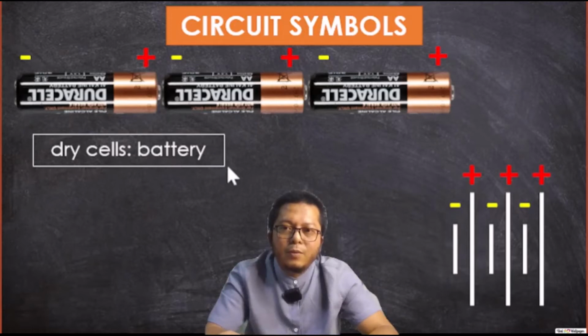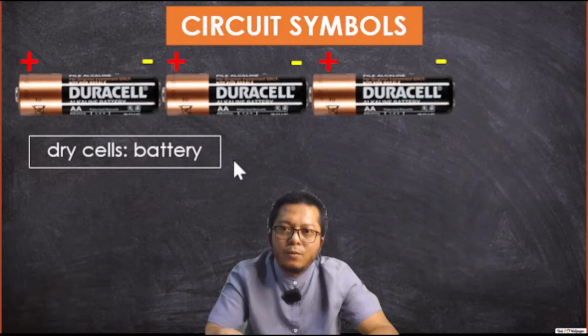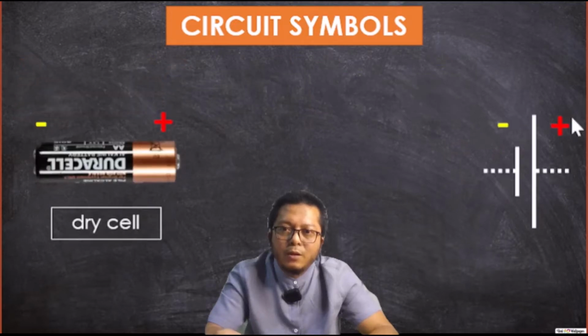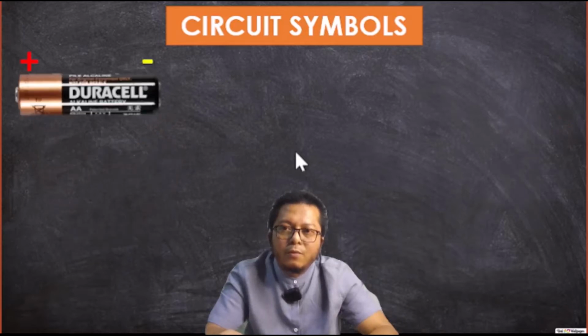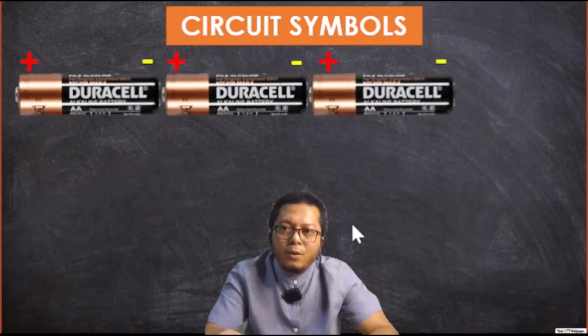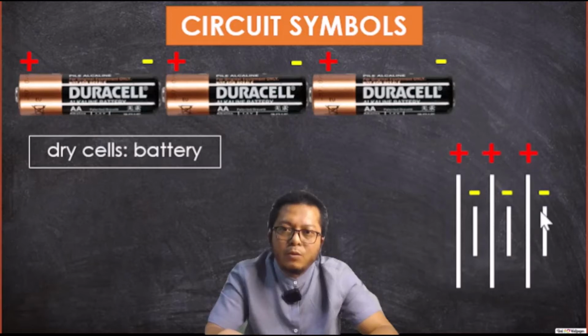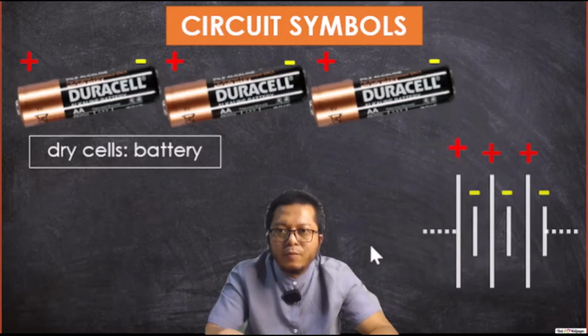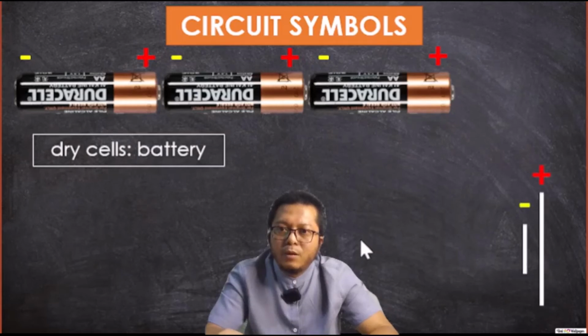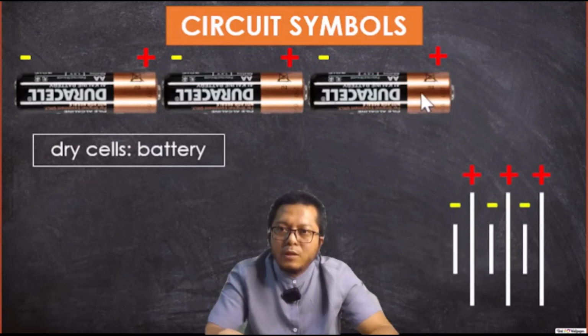Okay, let's reverse one more. For single, we use like this, one line for positive and shorter line for negative. For more than one dry cell, we just continue positive, negative, then positive, negative, and then positive and negative, like that. That's easy. Okay, it's the same here. It's easy, plus minus, plus minus, plus minus. So this is the same, plus minus, and plus minus.